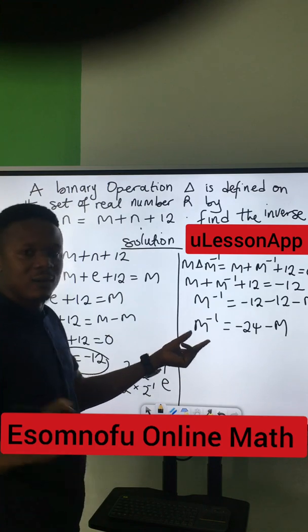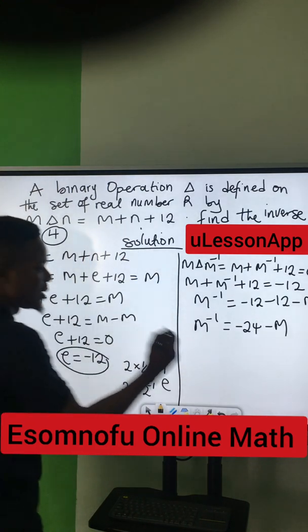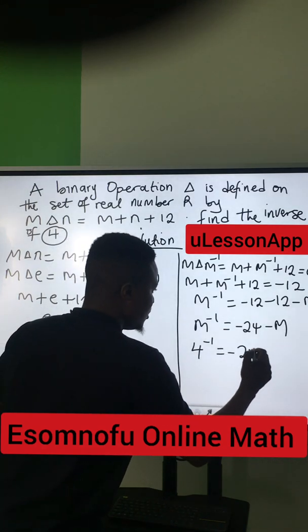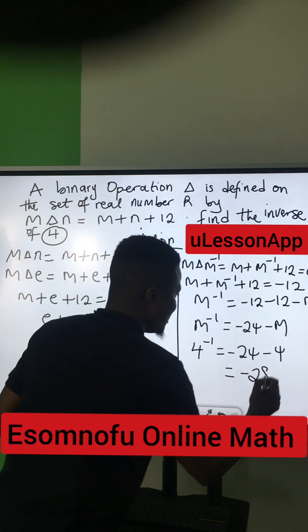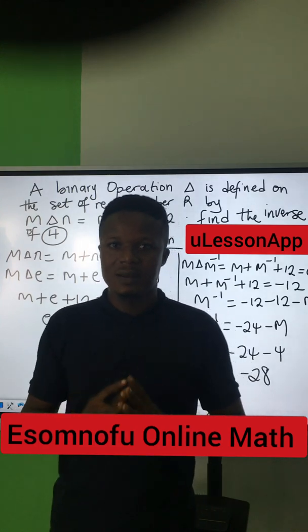So supposing I want to get 4 inverse, which the problem says. So 4 inverse will be equal to minus 24 minus 4, which is equal to minus 28. And this is just a beautiful way to deal with binary operation.